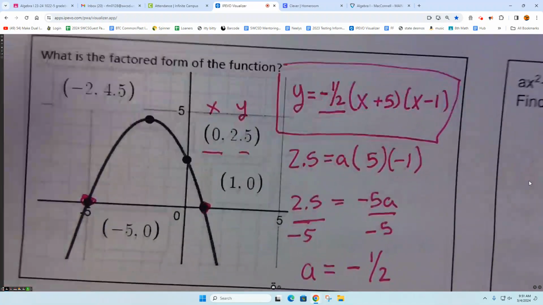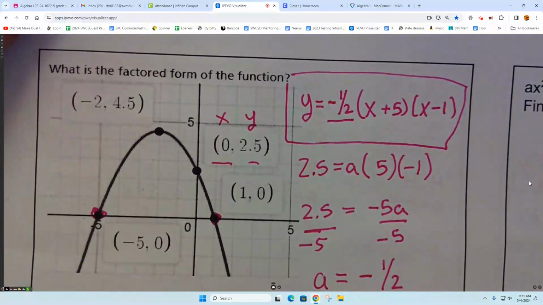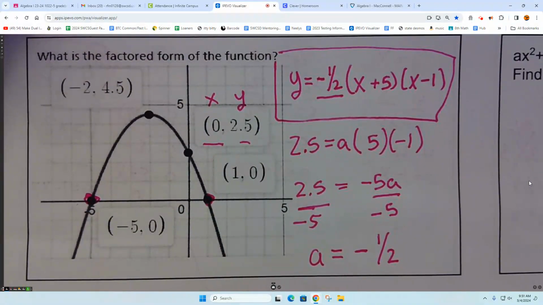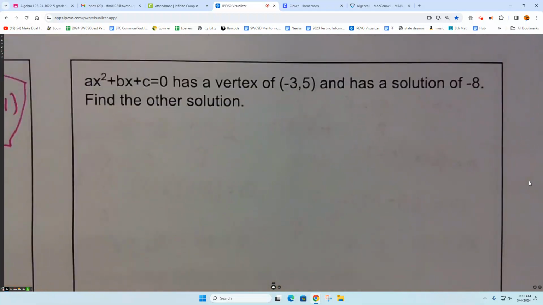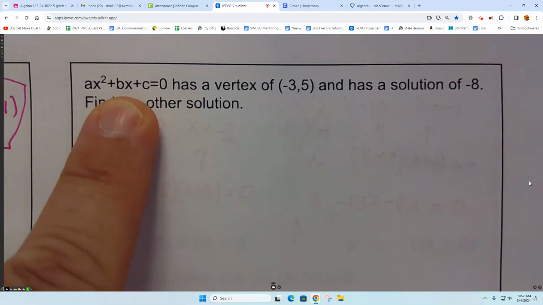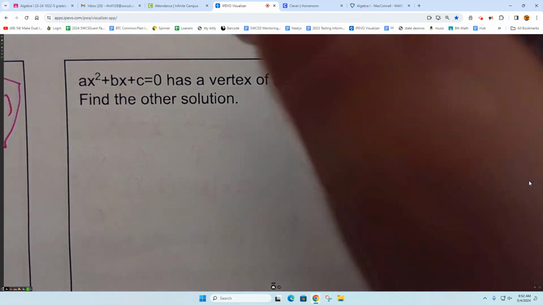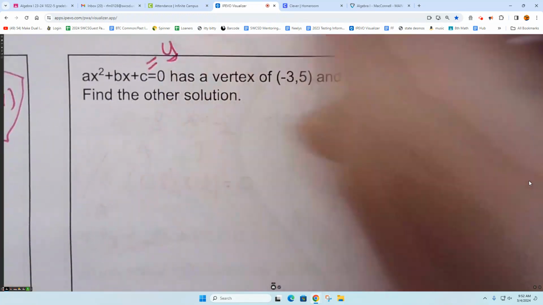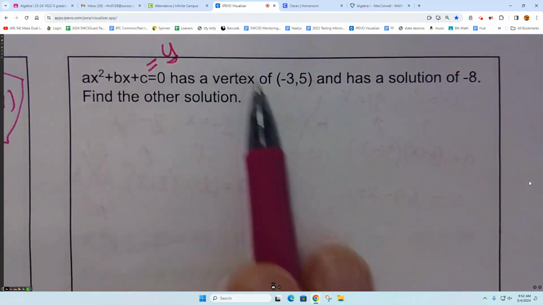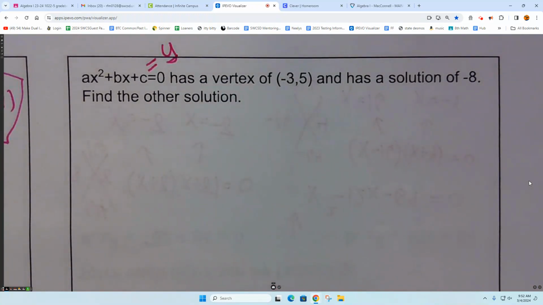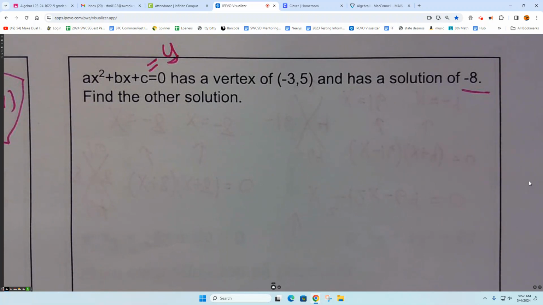I really like this next question. I did write it. It's a little wonky. So we have a quadratic, so it's going to be a parabola. I tell you that the vertex of this equation, this is where it's a little wonky because it's not an equation unless I write y equals. But if it was an equation, the vertex would be -3, 5. And one of the solutions is -8. Can you tell me what the other solution is?